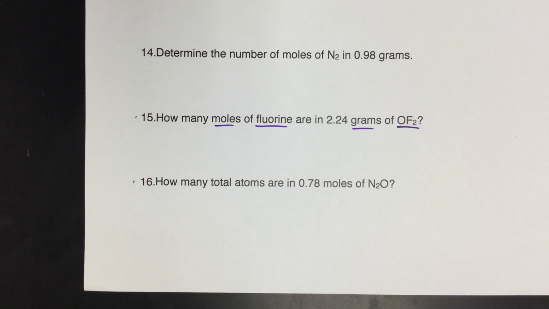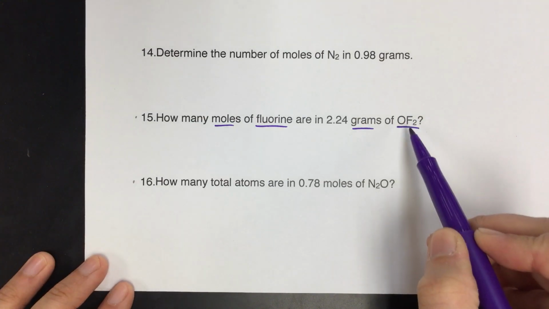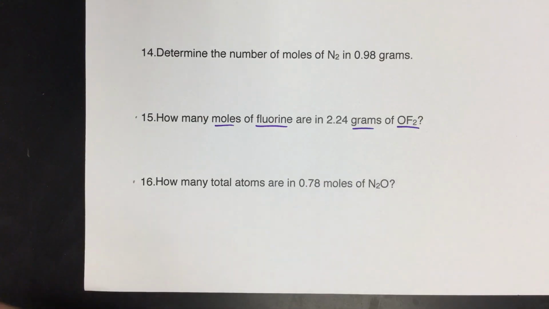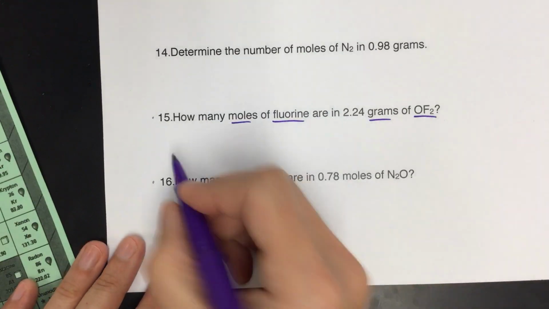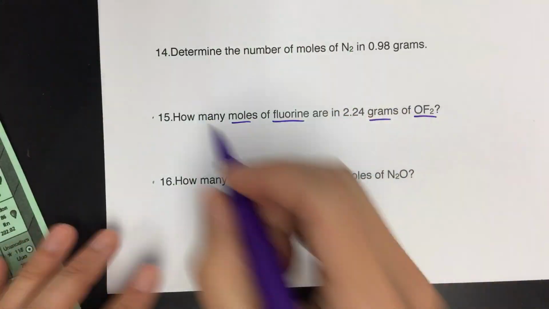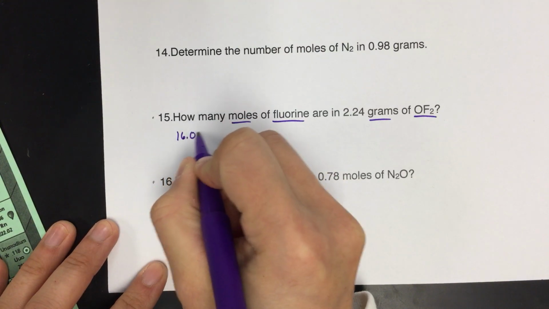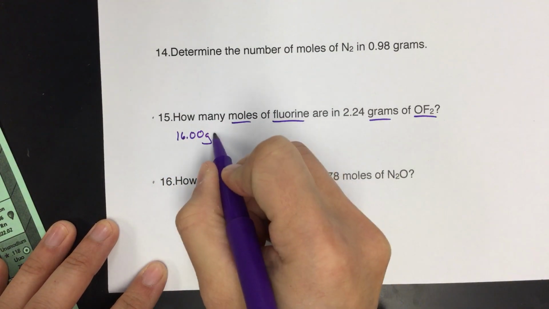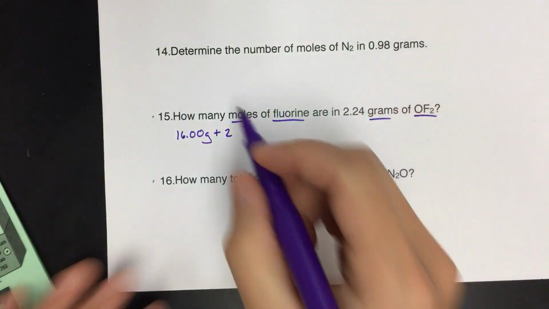So we really need to think about this. So what we can do is, first, we want to figure out how many moles of OF2 we have. So we'll do that part first, and again, we're going to need the molar mass to do that. So molar mass of OF2 is going to be 16.00 grams plus 2 times 19.